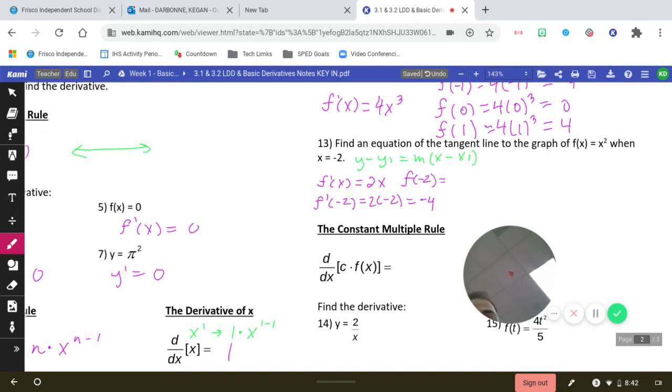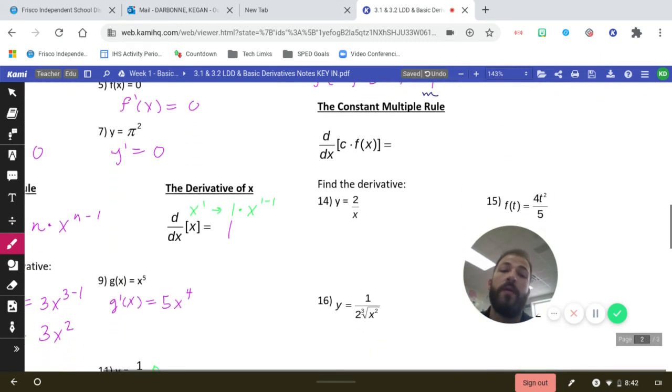So f of negative 2, which would be negative 2 squared, which equals 4. So right here I have m, I have x1, and I have y1. So I can plug all these things into my equation to get my tangent line equation. So y minus 4 is equal to negative 4 times (x plus 2). And that would be my tangent line equation.